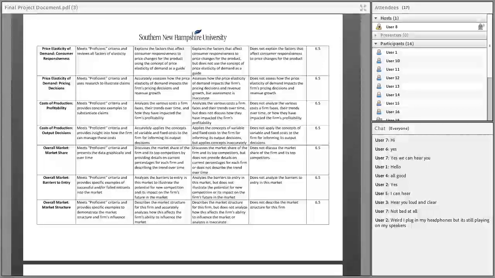So in this case, you want to make sure that you provide insight into how the firm can manage those costs. You've met the proficient criteria, you just want to give an additional input. It's almost a brief recommendation. You don't want to go into too much detail because you have all your recommendations after. You just want to give a little bit of insight, based on what you found, on how the firm can manage those costs, if the costs, for example, are increasing and are affecting profitability and the output of the firm.